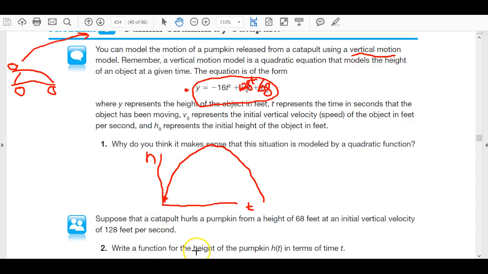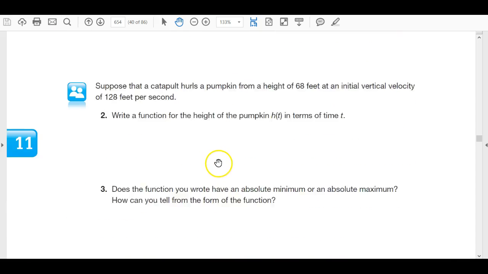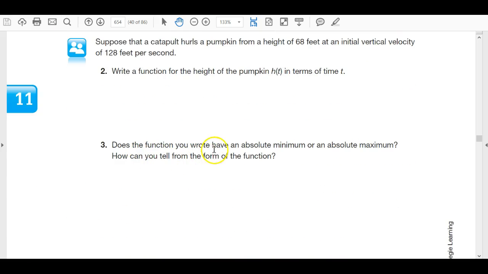Now it says write the function for the height of the pumpkin h of t in terms of time t. So you would have h of t is equal to negative 16t squared plus 128t plus 68, right? Okay. Now it says, does the function you wrote have an absolute minimum or an absolute maximum? And how can you tell?